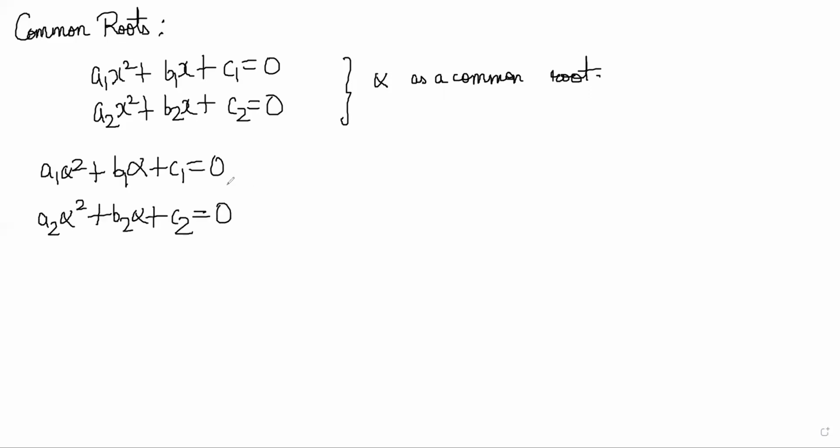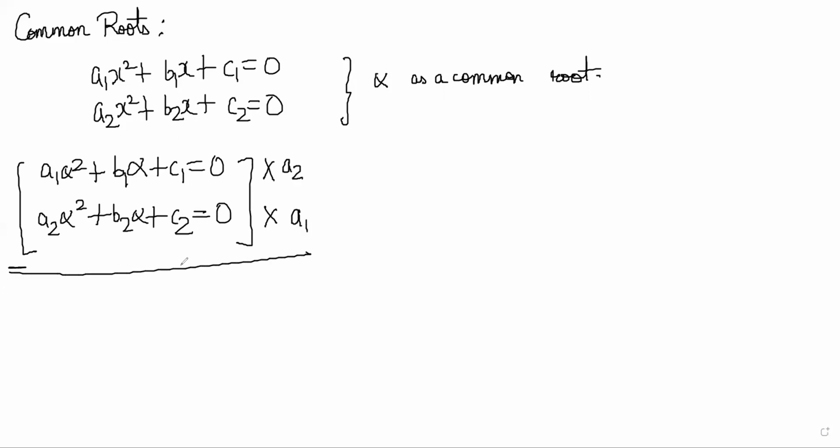So these equations are true. So what I will do is first I will eliminate the alpha square term and solve for alpha from these two equations. How to eliminate the alpha square term? I will multiply this equation by a2 and this equation by a1, and then I will subtract.